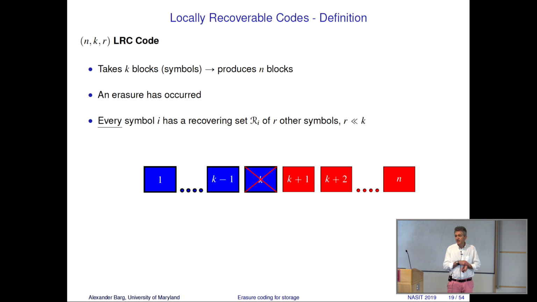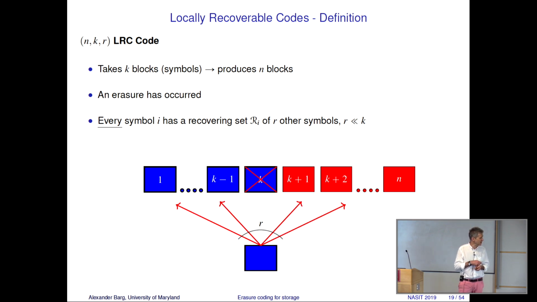Every symbol in this LRC code is supposed to have a recovering set, a set of helper nodes. So that set is R_i, of size R. So the idea is that we recover that erasure by turning to R other symbols in the encoding, where R is much less than K. So this is local repair. Instead of looking at K symbols that would give us the entire code word, as 10 in the previous example, we look at 2 or 3, and we strive to recover the one lost symbol from looking at a much smaller subset of symbols. That is the LRC code.